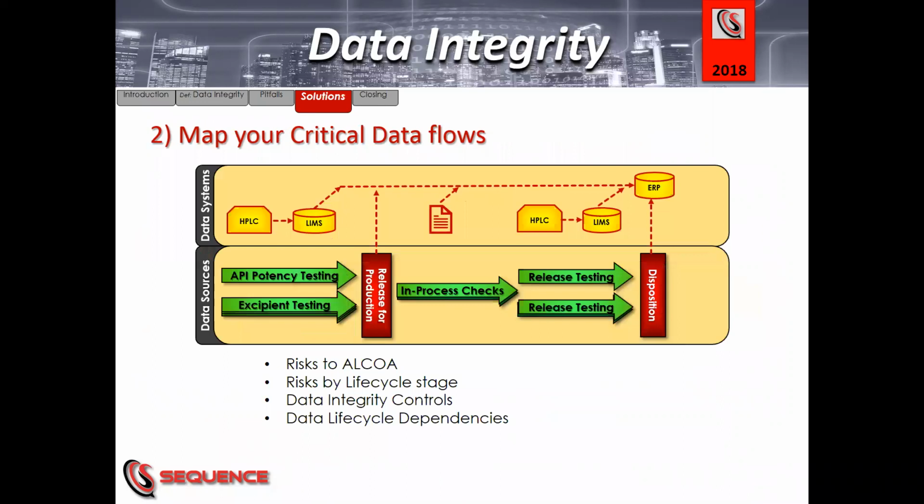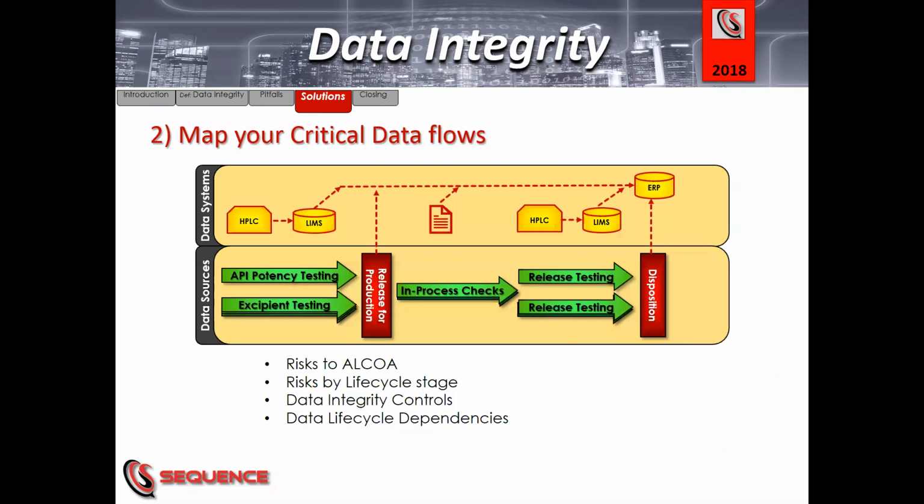The second common characteristic of folks that have strong data integrity programs is they map their critical data flows. Moving forward with the concept that data is the product, you can't have any GXP product on the market without data to support it. Once you map your critical data flows, you can understand what the dependencies are between your data. For example, here you see an HPLC, a piece of lab equipment, feeding a LIMS system. So you can see where the data flows from.